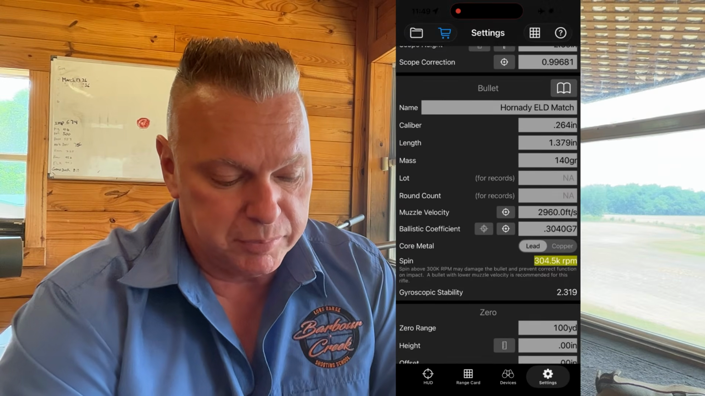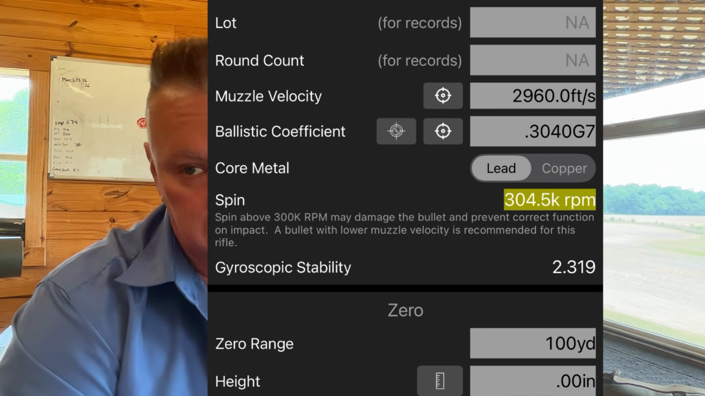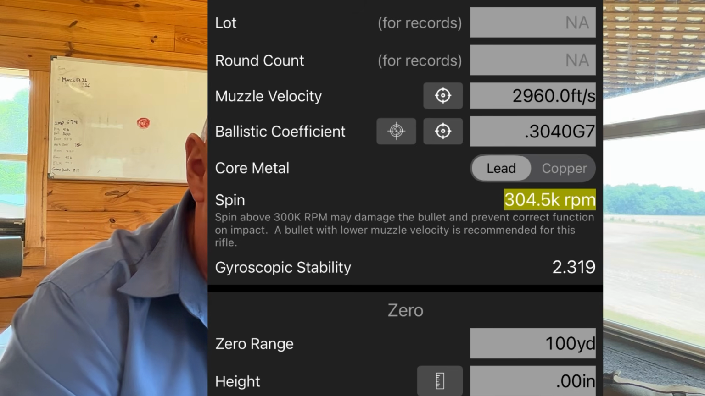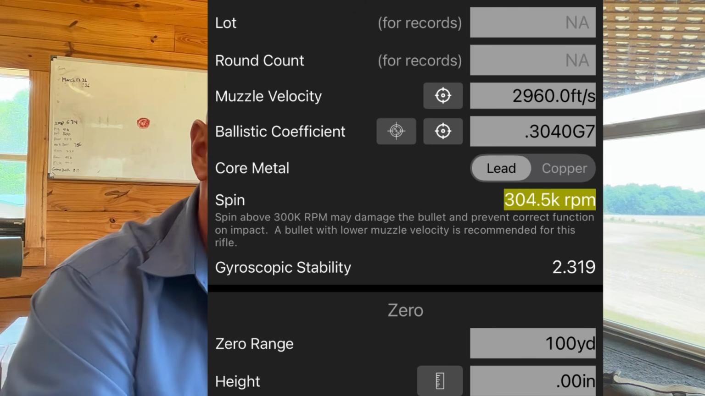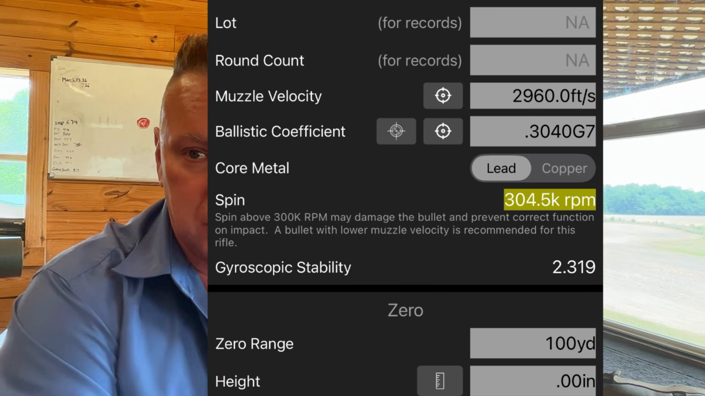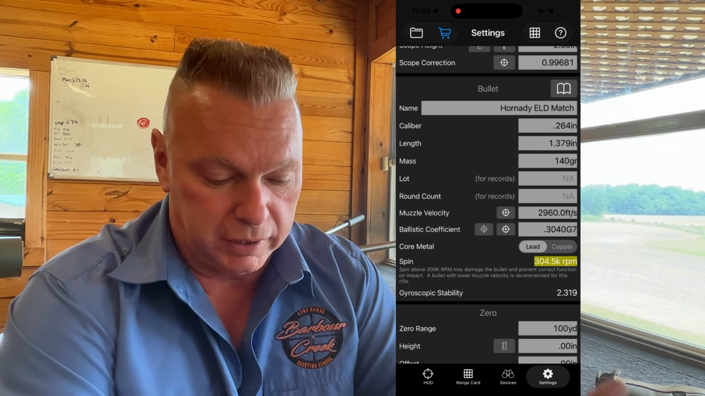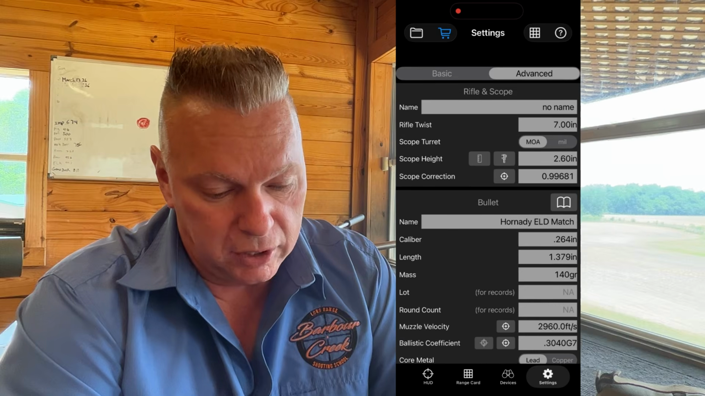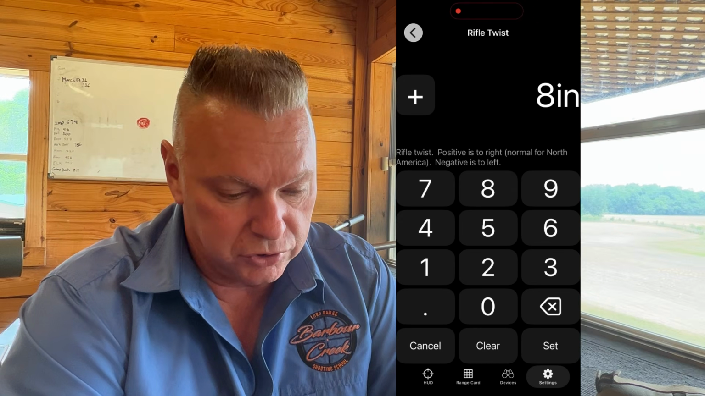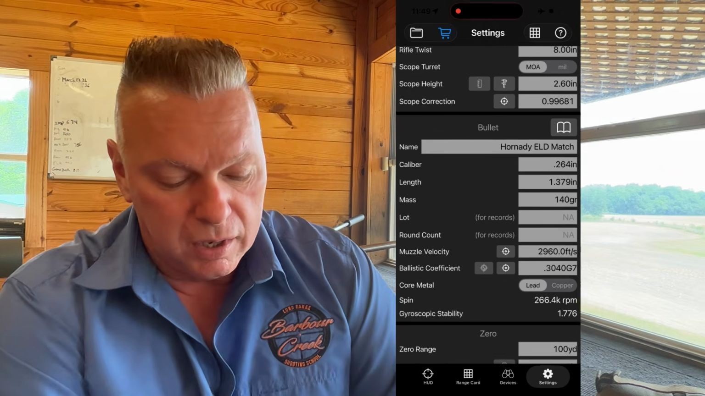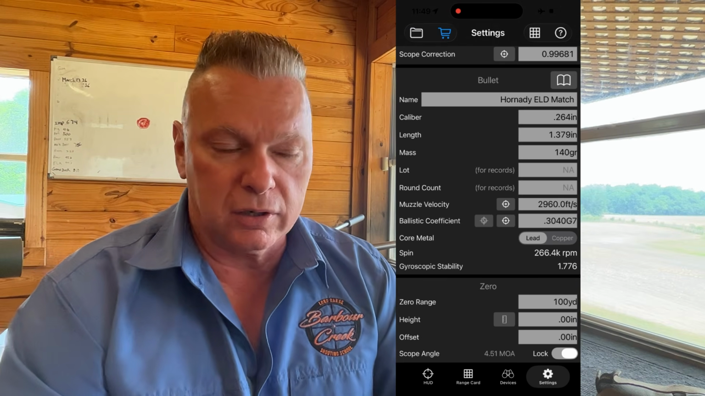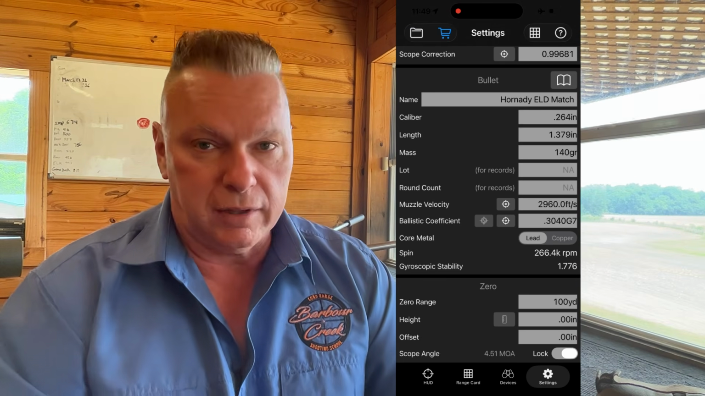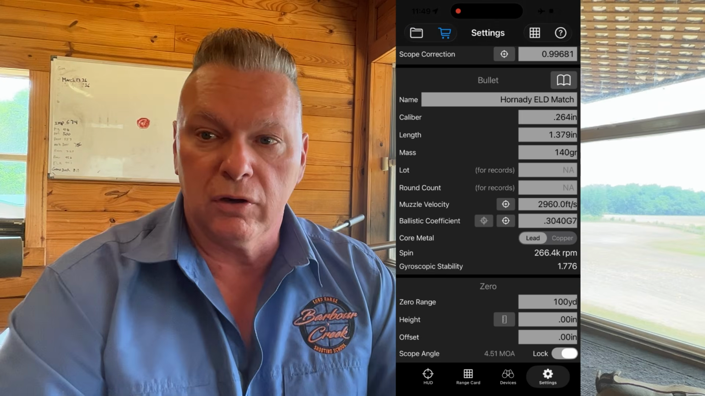So look what happens if I make it a 7 twist. You'll notice that the app turned yellow and it says, hey, you probably need to rethink this. Because you're at 304,000 revolutions per minute, you have a good possibility of the bullet not functioning properly on the animal when it hits the animal. So let's go back up and set this at 8 twist, which generally is what a Creedmoor is. So again, if you're at least a 1.6 or higher stability factor and you're under 280,000 RPMs, you're sitting pretty good for long range hunting.